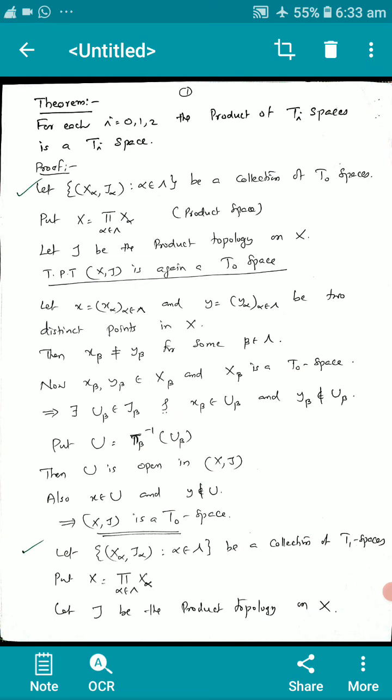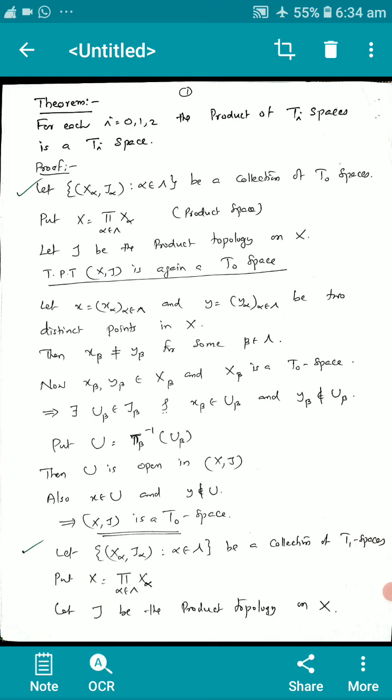Last class we had discussed T0, T1 and T2 spaces in detail, and gave a homework: how to prove the product of T0 spaces is again a T0 space. The product space we are taking of T0 spaces, whether the product is again a T0 space or not. I think you have done it, otherwise you can discuss it now.